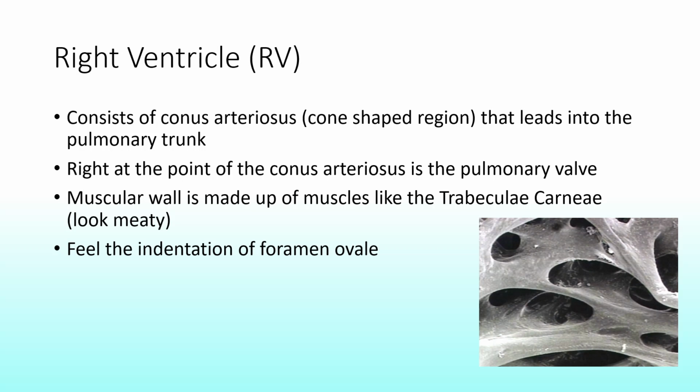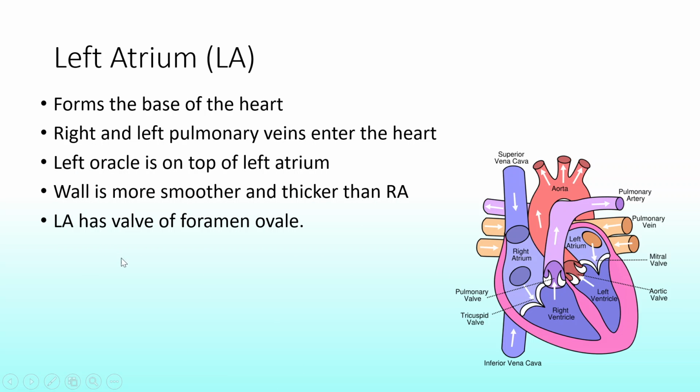The right ventricle consists of the conus arteriosus, a cone-shaped region that leads to the pulmonary trunk. Right at the tip of the conus arteriosus is the pulmonary valve, and the muscular wall is made up of muscles like the trabeculae carneae. Carne sounds like carnivore, so these muscles look meaty. And then you can actually feel the indentation of the foramen ovale on the right side, but the left atrium has the valve of the foramen ovale. So that's important to note.